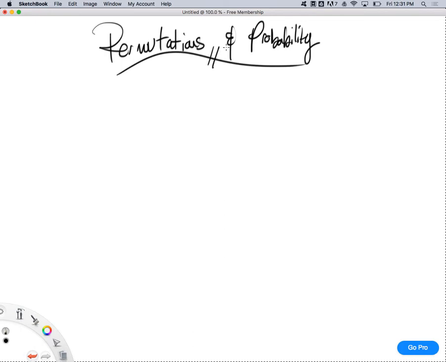Permutations and probability. Now, we combine everything from permutations that we just learned with probability that we learned in set theory.